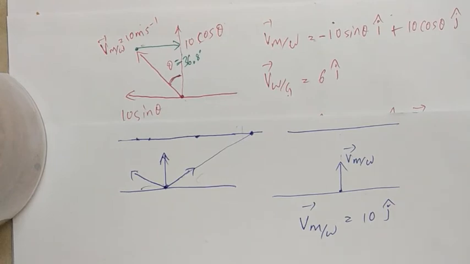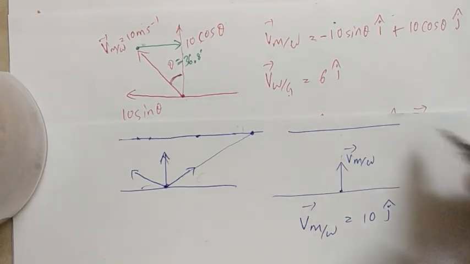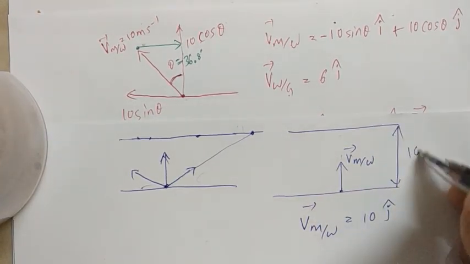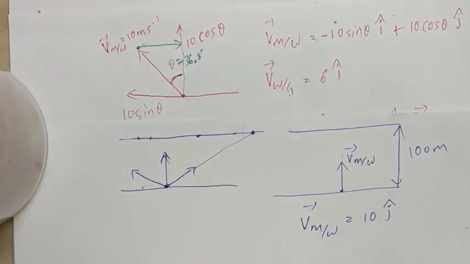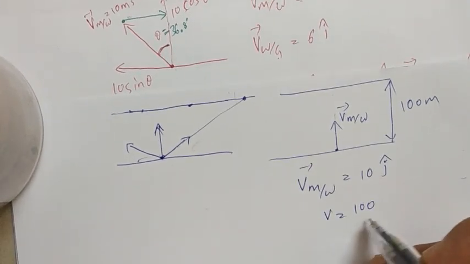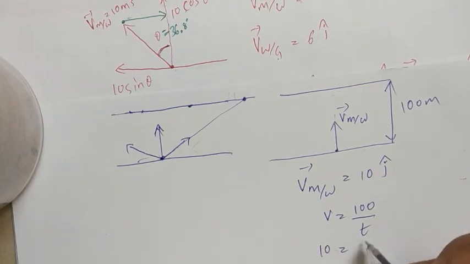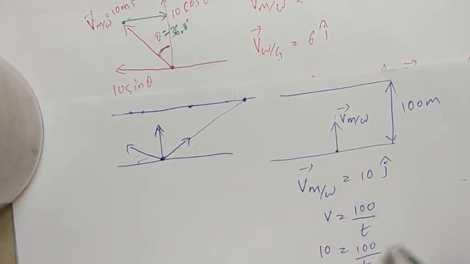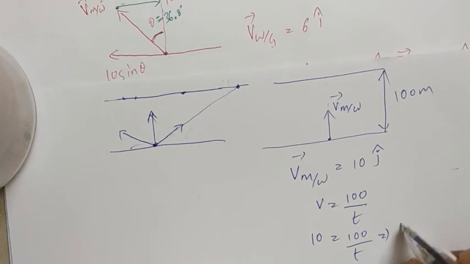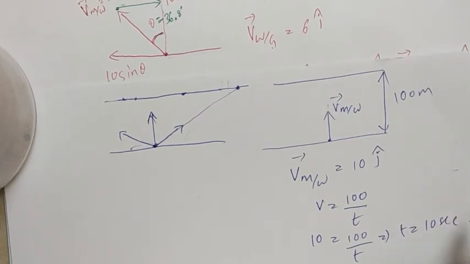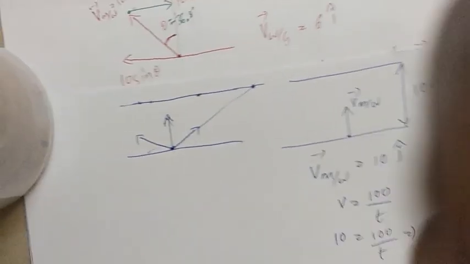And in order to determine the time, we already know the distance, the width of this river, that is 100 meters. We can directly use the formula velocity equal to distance per unit time. We already know the velocity, that is 10 meter per second, 100 by time. So the time is coming 10 seconds. So we have determined the time.